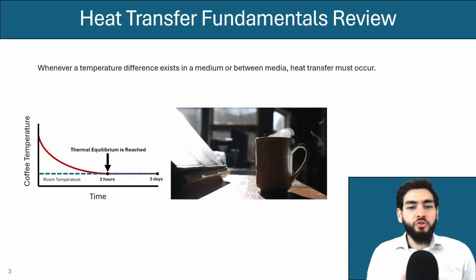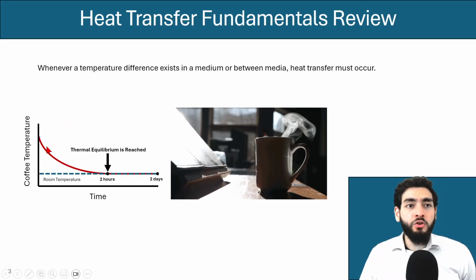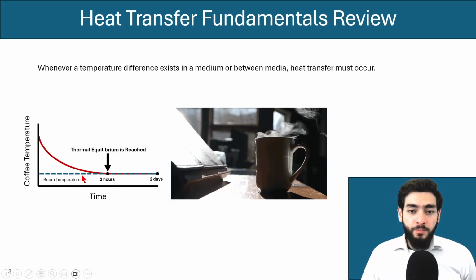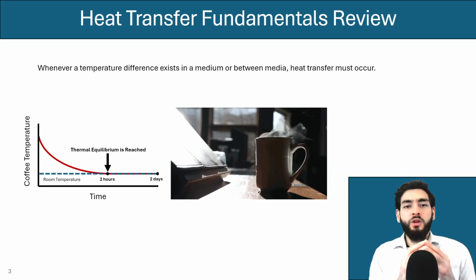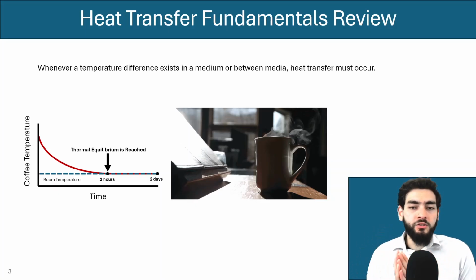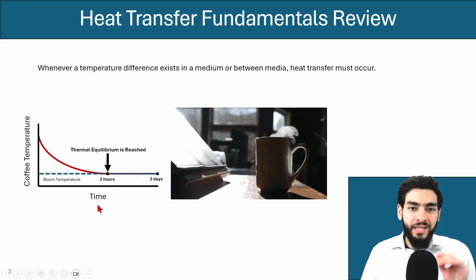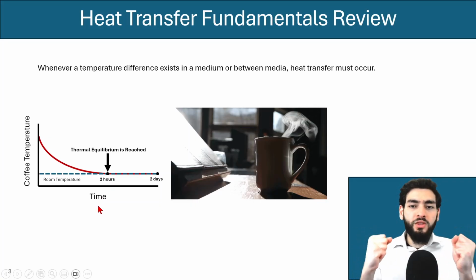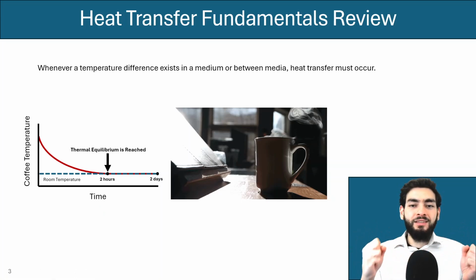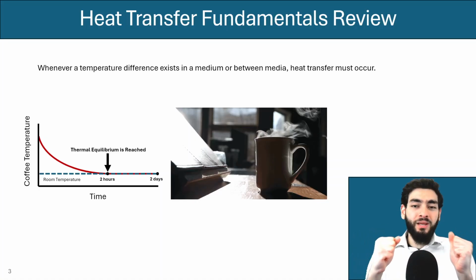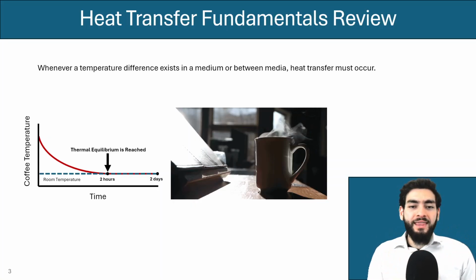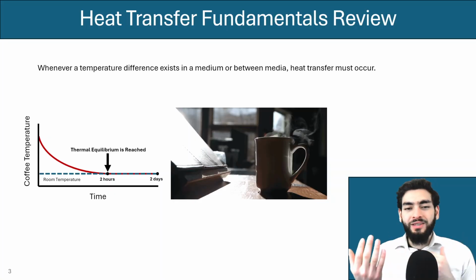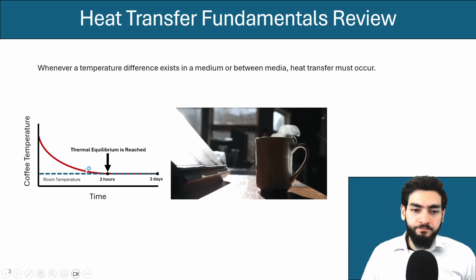The temperature of the coffee will start going down with time until it reaches the room temperature. And at that point, when the coffee temperature reaches the same temperature as the room temperature, we call that point thermal equilibrium. So that is the first thing I want you to know, which is the definition of thermal equilibrium. So when you have two things that are in close proximity to each other and their temperatures become the same, that means that they are in thermal equilibrium with each other, and that means there's no transfer of heat between these two objects.